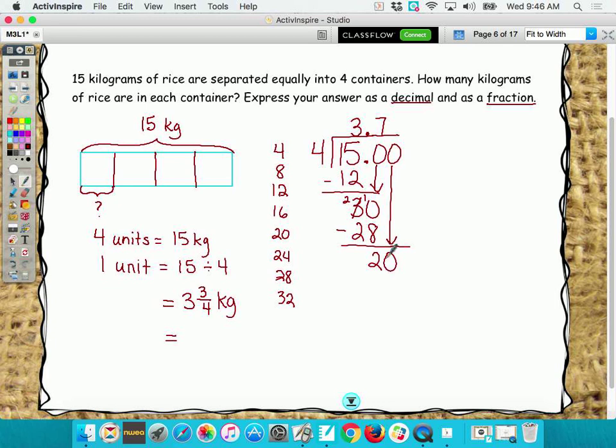So do we have a perfect match over here? Yes. Okay. 4 times what equals 20? 5. Okay, so I'm done. And I get to express my answer as a decimal, which is 3.75/100. Imagine if you had to do that like 70 times. That would be a lot.